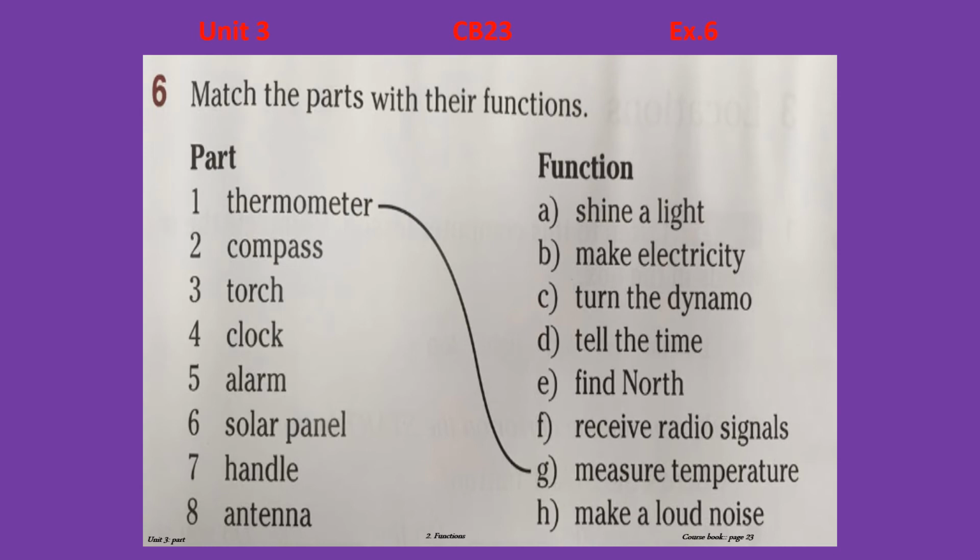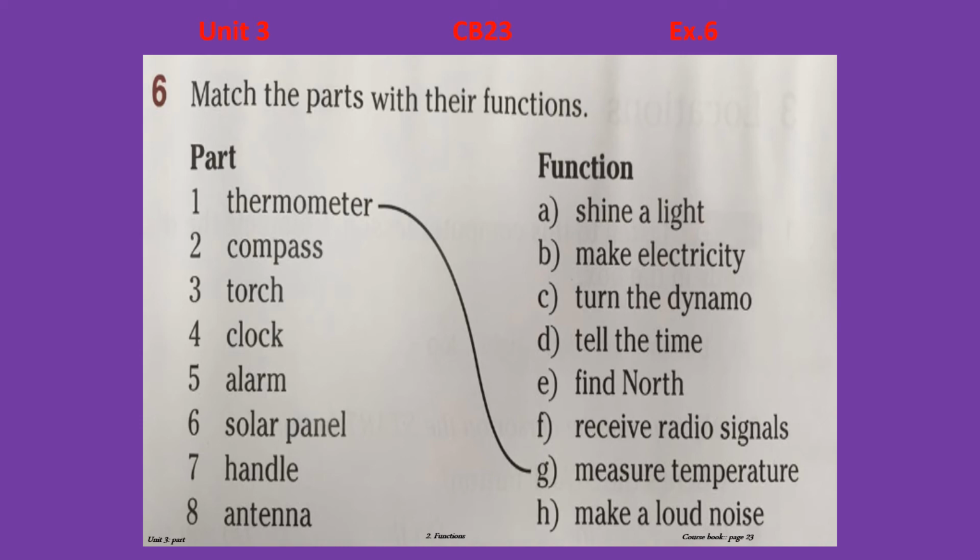Okay, now move to page 23 and look at the top of the page. We have exercise 6. And we need to match the parts with their functions. In the previous exercise, we talked about the function of 4 parts of the radio. Now, the thermometer, the compass, the torch, the clock, alarm, solar panel, handle, and antenna. Okay, this exercise is very important.